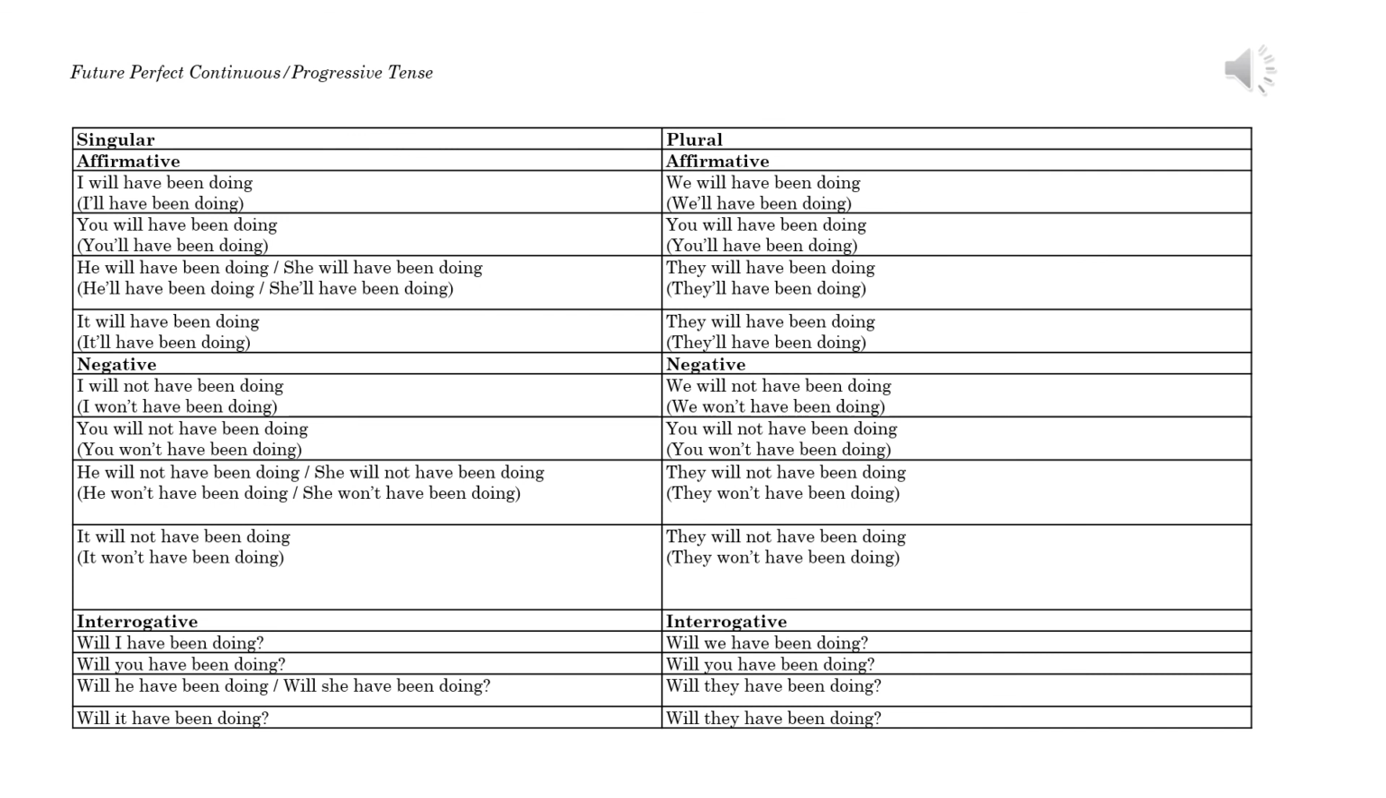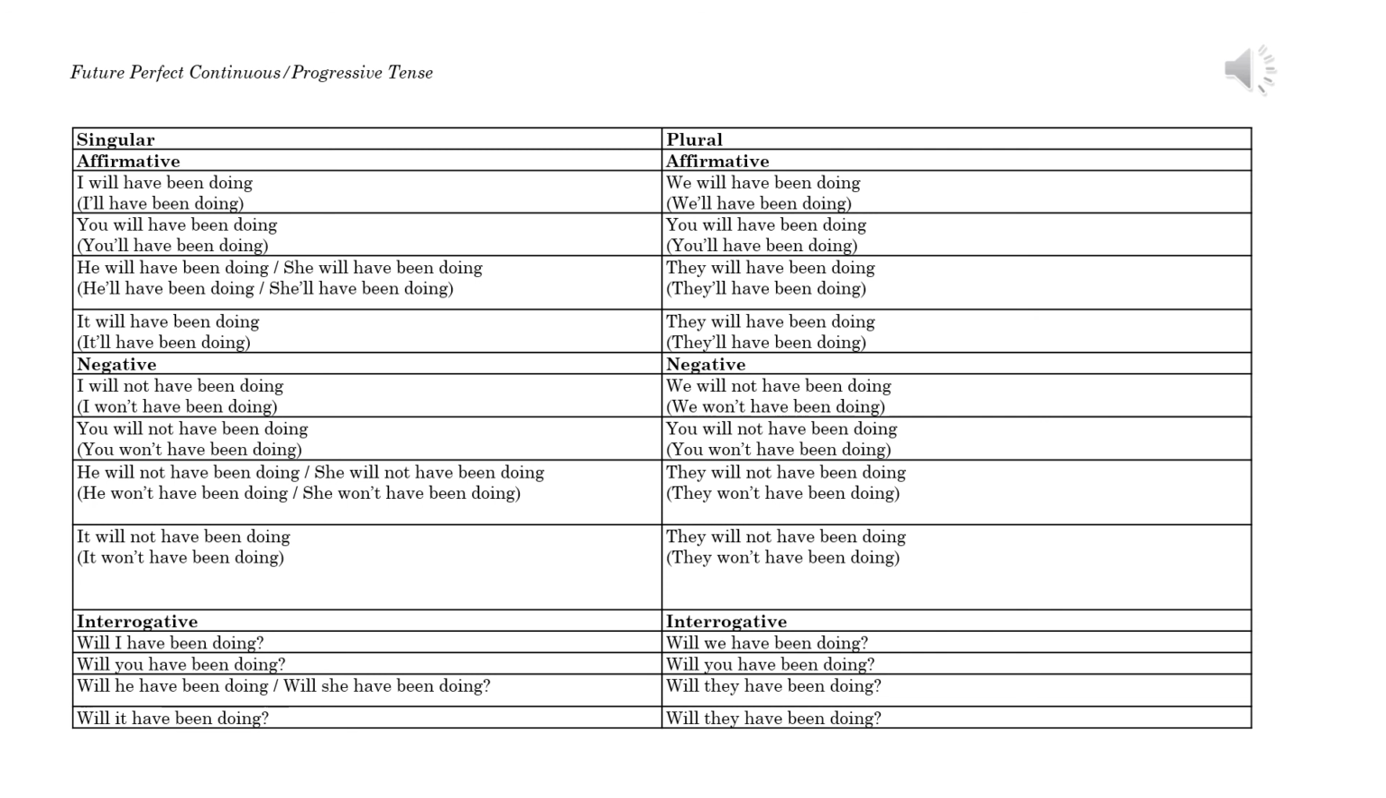Future perfect continuous or progressive tense. Affirmative. I will have been doing. I'll have been doing. You will have been doing. You'll have been doing. He will have been doing. She will have been doing. He'll have been doing. She'll have been doing. It will have been doing. It'll have been doing. We will have been doing. You will have been doing. You'll have been doing. They will have been doing. They'll have been doing.